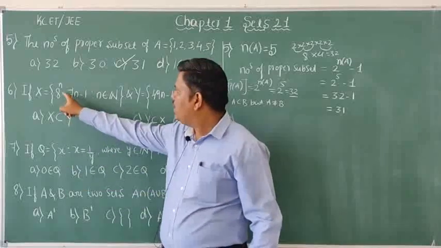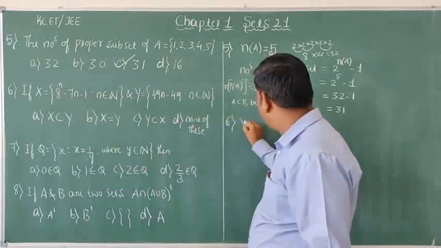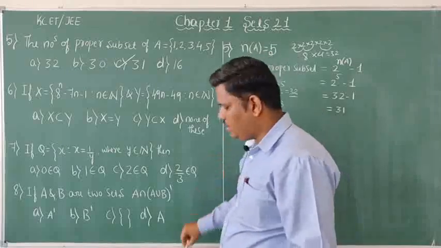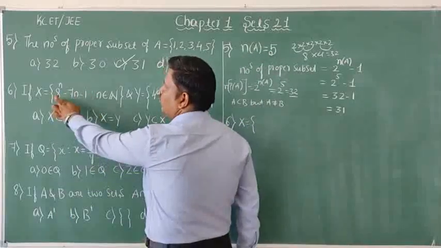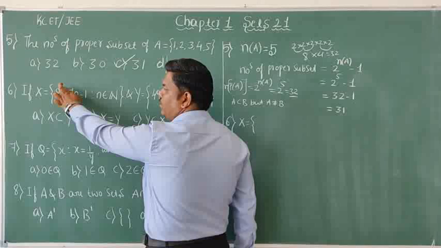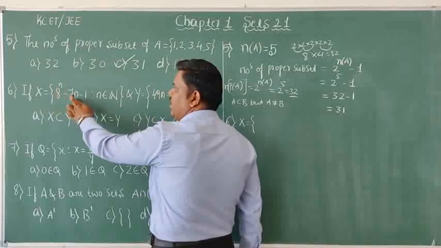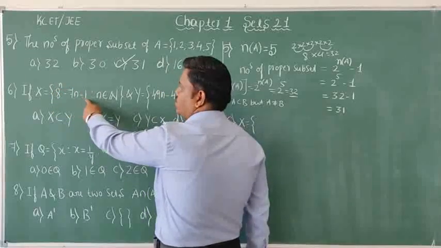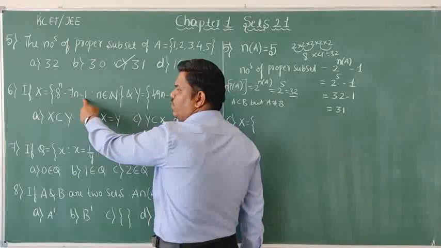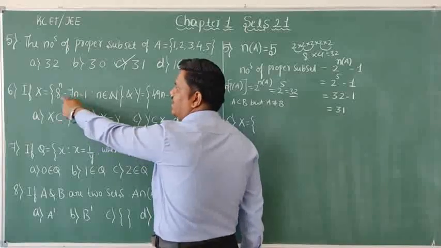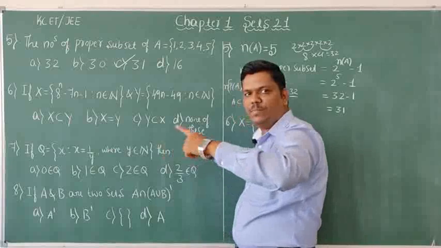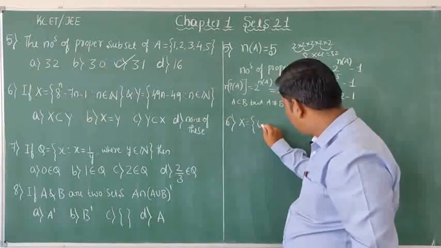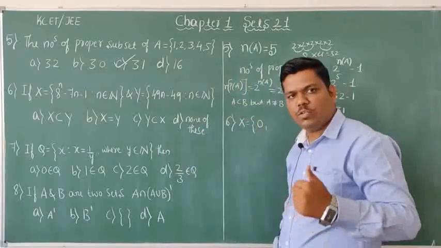What happened? In set x, put n is equal to 1. 8 to the power 1 means what? Again 8. 7 into 1 is 7. Minus 1. Minus 7, minus 1, total minus 8. Here plus 8. Minus 8 plus 8 cancel. We get 0, if you put n is equal to 1.